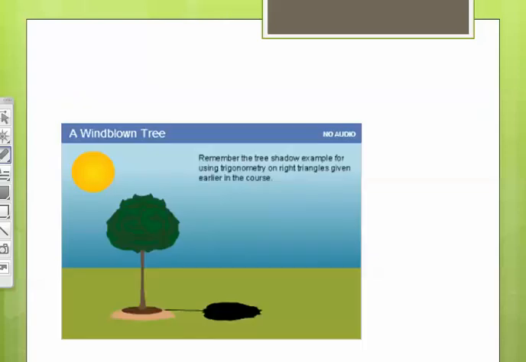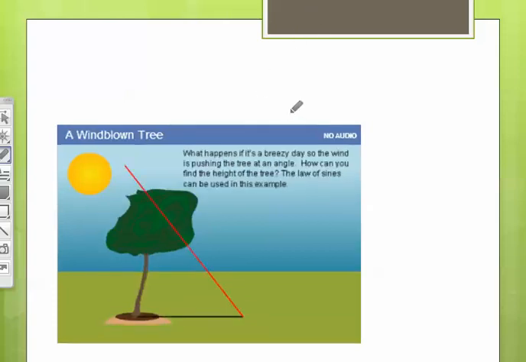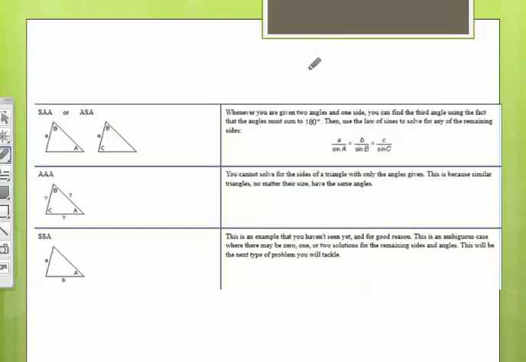It works very easily. So remember when we were doing some of this stuff, we looked at a tree example where you could find the height of the tree based upon how long the shadow was, and you could figure out, with a right triangle and the angle and all this other stuff. Well, the problem is the wind blows every once in a while. And so the tree isn't at a 90-degree angle any longer. And how can you figure out the height of the tree at this point? This is why we have this law of sines. It helps us work with this.